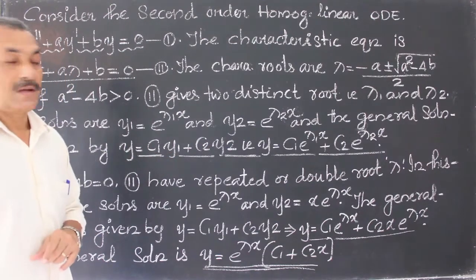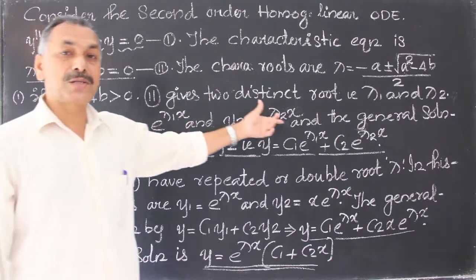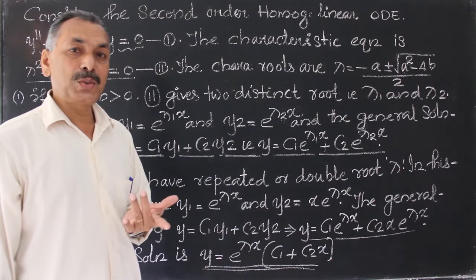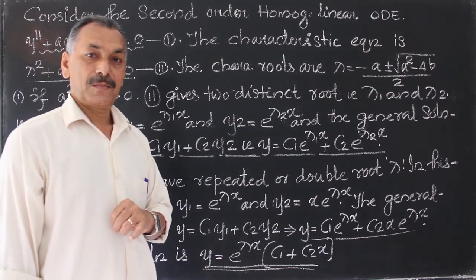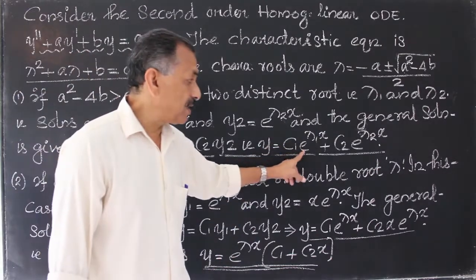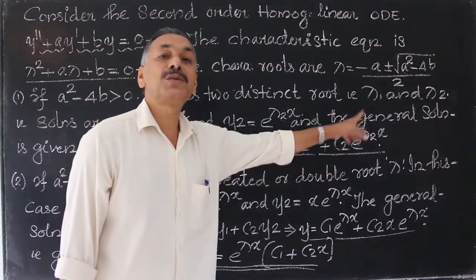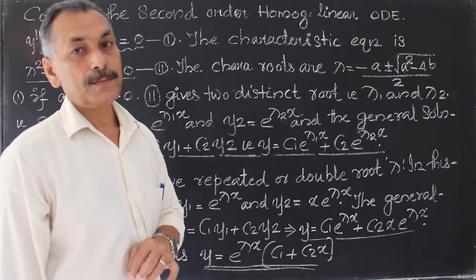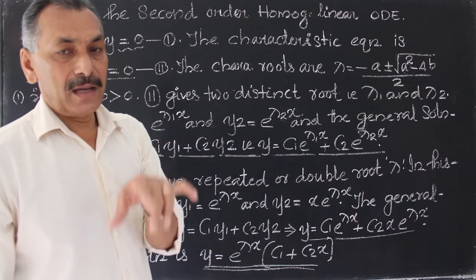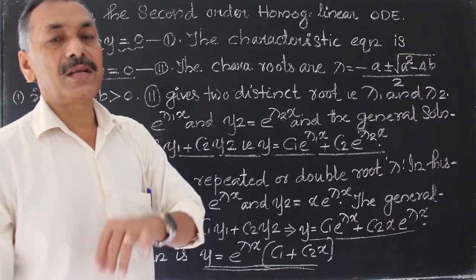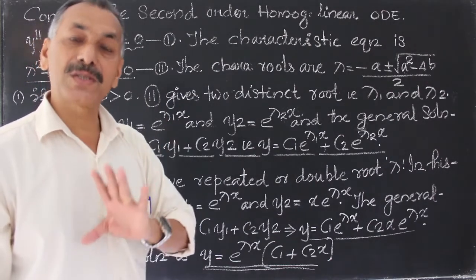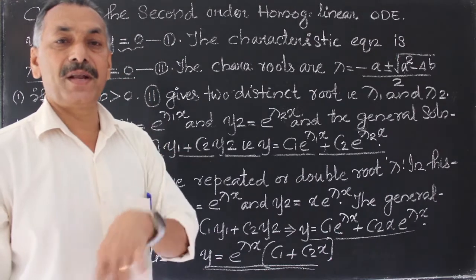Now e^(λ1 x) and e^(λ2 x) are independent solutions, y1 and y2. Therefore the general solution is y = c1 y1 + c2 y2, or y = c1 e^(λ1 x) + c2 e^(λ2 x). This is for the homogeneous, second order, linear differential equation with constant coefficients y'' + a y' + b y = 0, with the given values of a and b.